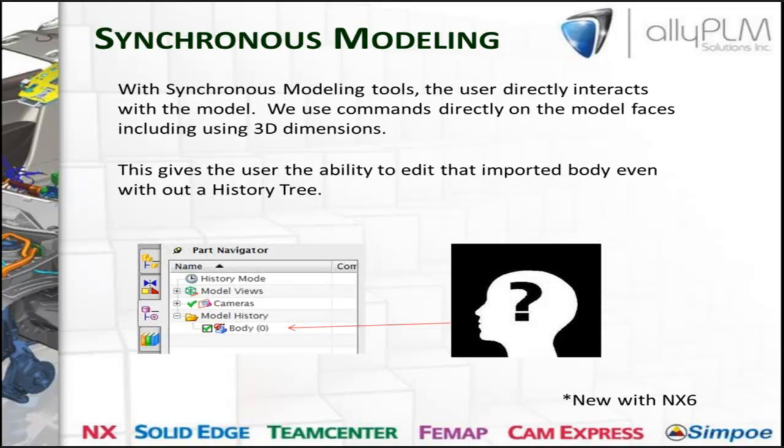So like I said, this is one of the common ideas. I've imported this STEP file or this Parasolid or something from another CAD system into my NX environment, and I have this body, this dumb body. I don't have the history of how that was modeled in its native CAD system. So how do I make changes? That's the big power of where these synchronous modeling tools come into play.